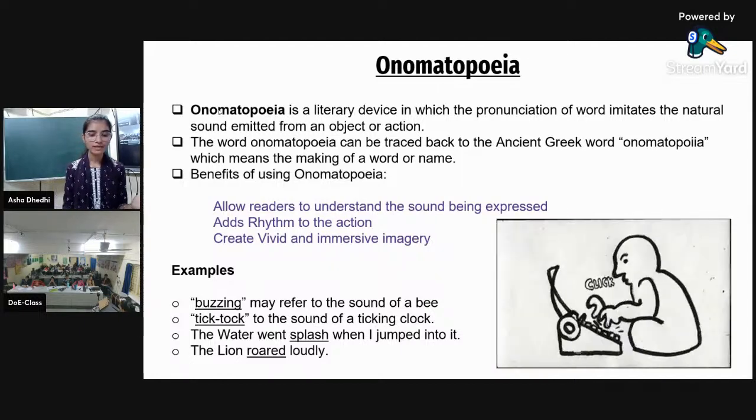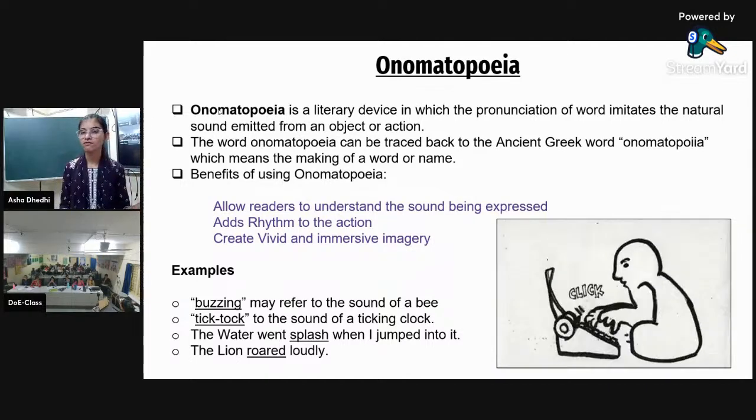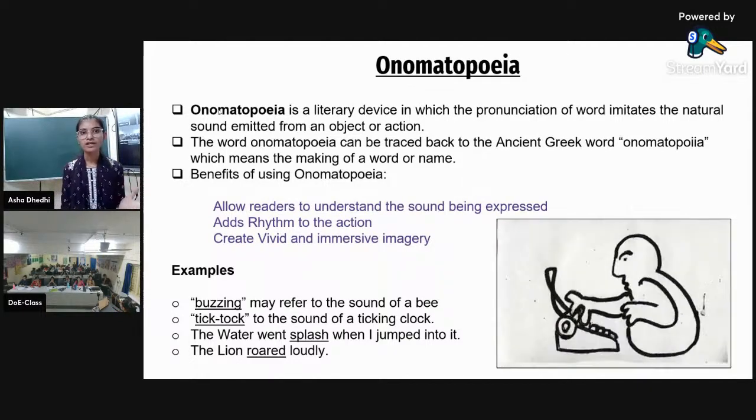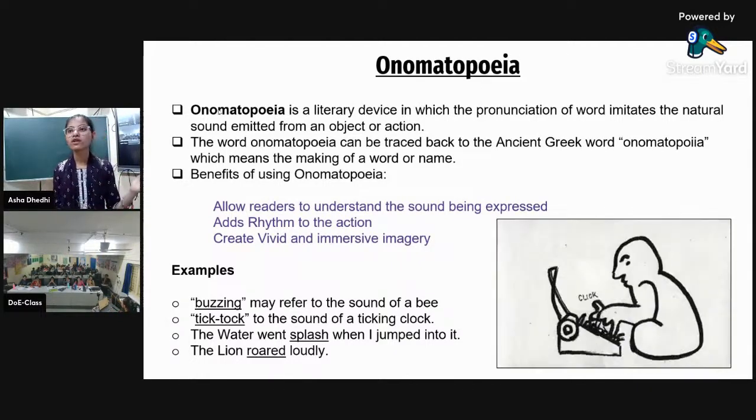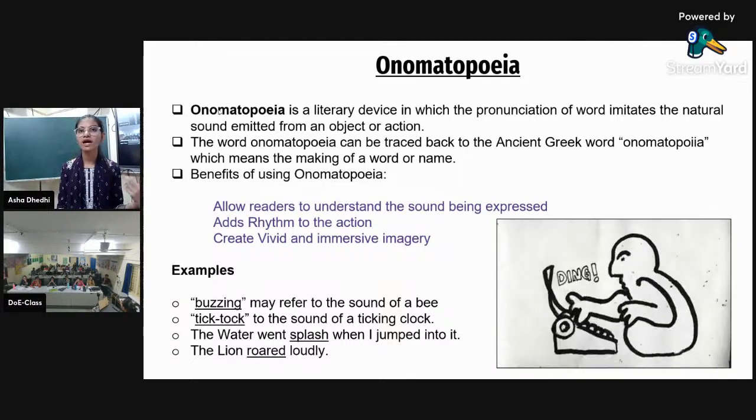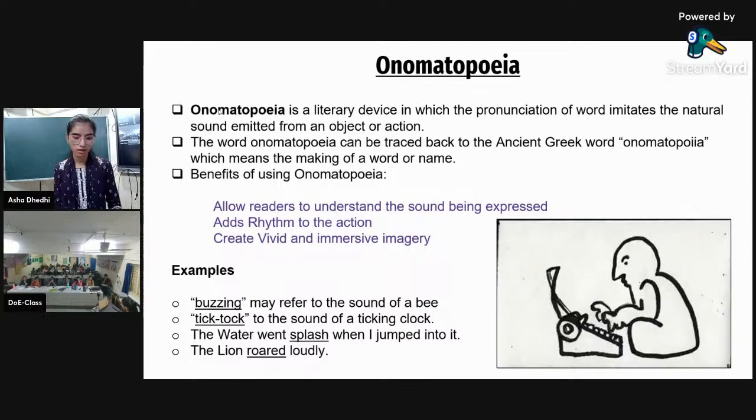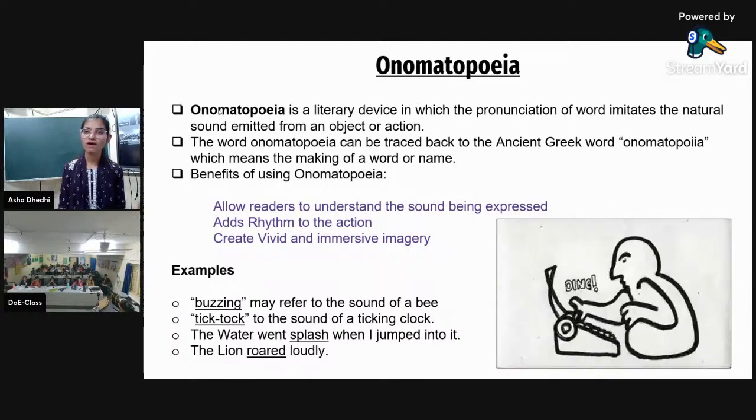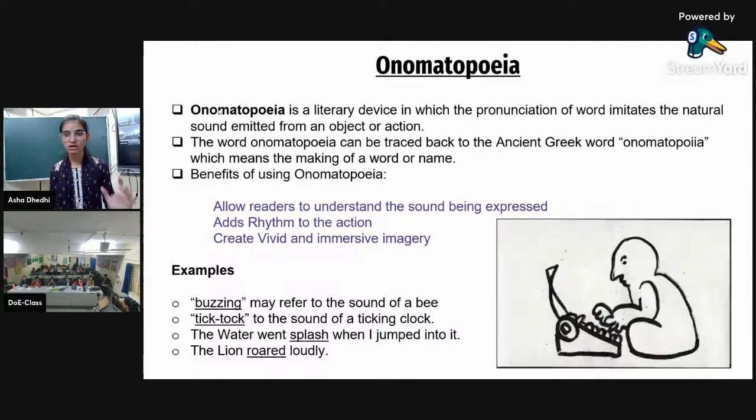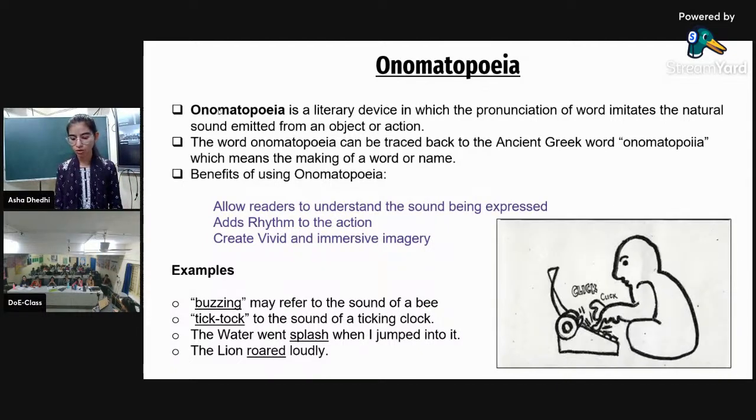Examples include buzzing. Whenever we pronounce this word, the z sound comes, which is the sound the bees are making, right? So the word is formed from the action of the bee. Then tick tock, which is the sound of the clock. Then the water went splash. When we pronounce splash, the same sound comes out as when we splash water. The lion roared loudly. When we pronounce roar, it makes a sound like the roaring of a lion. So the words which come from an action or certain events are considered onomatopoeia.